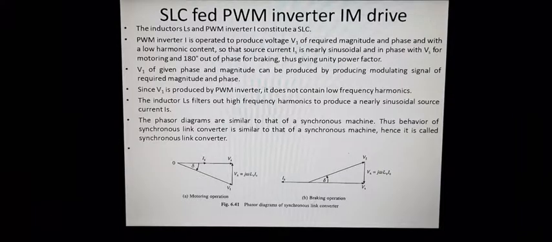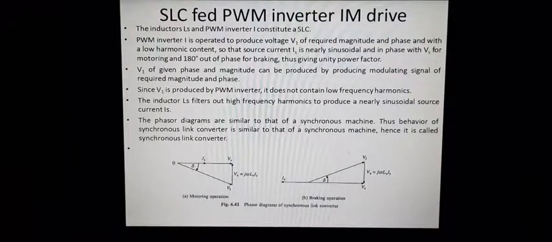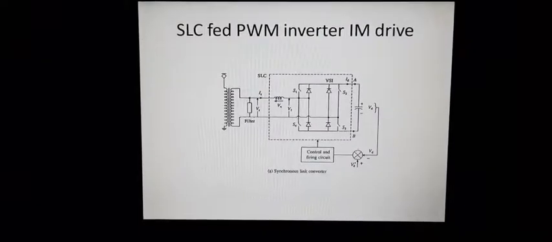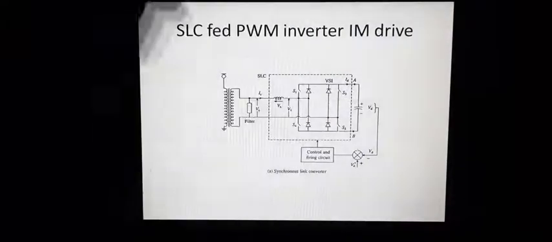This phasor diagram is similar to that of a synchronous machine. You have studied in your machines course in detail how the effect of excitation acts on the induced EMF, the rotor induced EMF. That you have studied there, that vector diagram. I am not going into detail of that since it is similar to the vector diagram of the synchronous machine. It is called the synchronous link converter. Next, let's look into the closed loop control operation here. If you are looking here, the DC link voltage is mentioned here as VD.